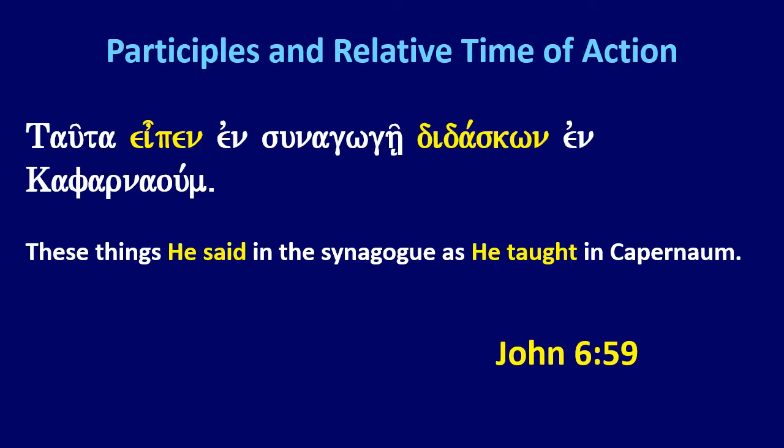Now let's look at a couple of examples from the New Testament that hopefully will clarify this oftentimes very confusing subject for especially first-time students encountering Greek participles. Here we have an example from John 6, verse 59, that says of Jesus, this is in the Bread of Life Discourse chapter, John 6, "These things he, that would be Jesus, said in the synagogue as he taught in Capernaum."